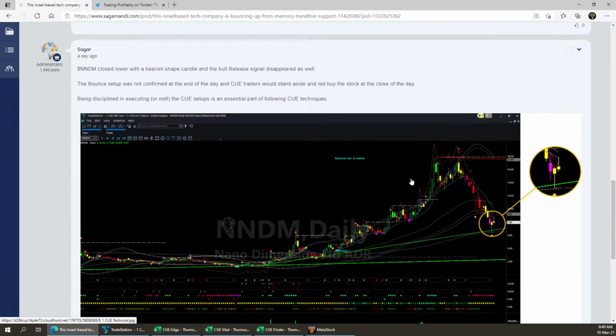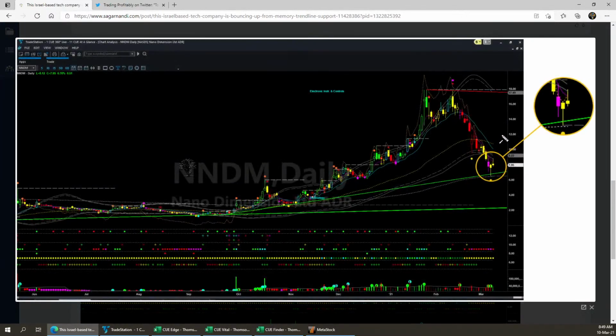Let's see NNDM today. I followed up later with a snapshot, and I showed that the day when I shared the initial idea, it actually pulled back and closed at about 6.7% up. But it was still trying to go up from the trendline support. Did it confirm the bounce setup as of the day's close? No, it didn't confirm the bounce setup, because the bounce setup requires a bullish shape candle. That was not true at the close of the day.